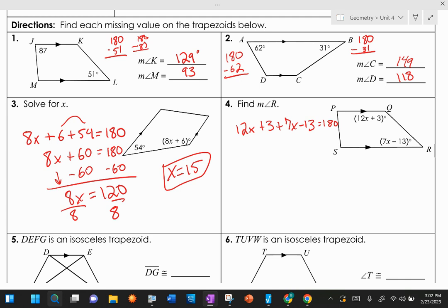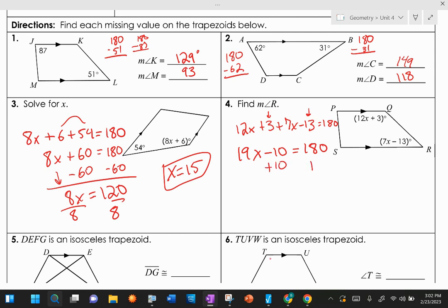multiple variable terms, and multiple constant terms. So if I put the x's together, Harper, what will I get? You just said it, so don't be scared. 19x. Okay. If I put the constant terms together, what will I get, Vincent? The constant terms, this one and this one. Negative 10. Yeah, negative 10. Okay, equals 180. Now, Gage, what's my next step?